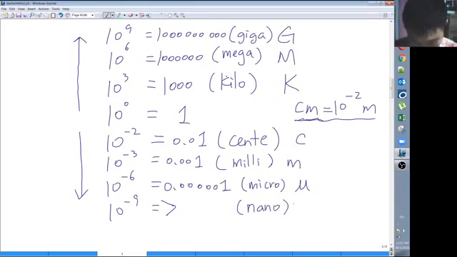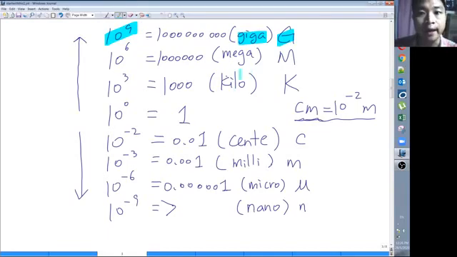Okay, and you're going to use a small letter n to represent this. For your level, this is all you need to memorize. So 10 to the power 9, use giga, and use the capital letter G to represent 10 to the power 9.